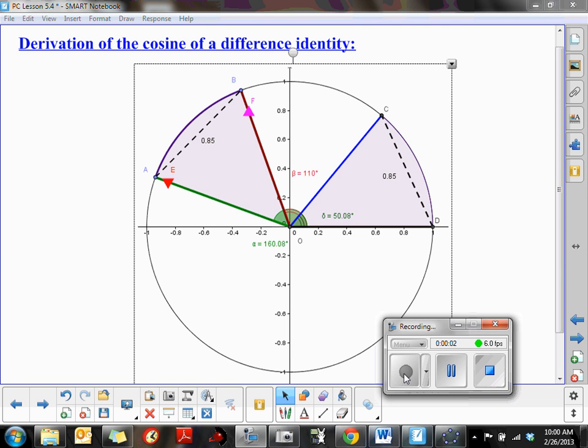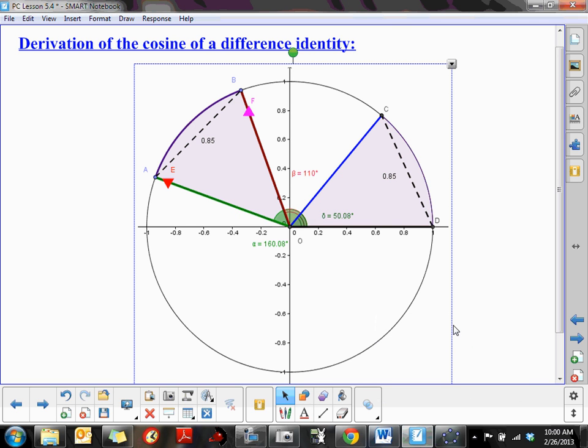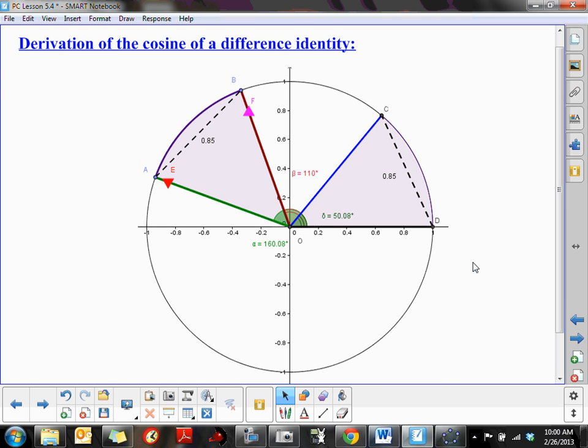What I've done is I've copied that diagram that I created in GeoGebra and put it into the smartboard so that we have a workable document that we can write on and start analyzing our distance formula. In order to use a distance formula, you have to know the coordinates of the points A, B, C, and D. Well, we can describe the coordinates of points A, B, C, and D using our trig ratios.